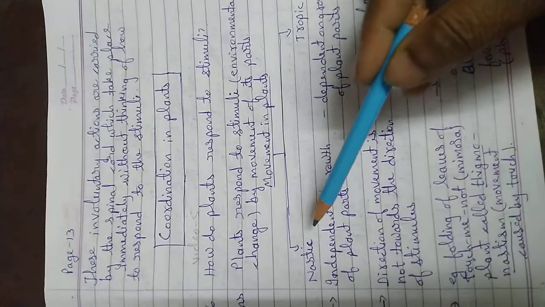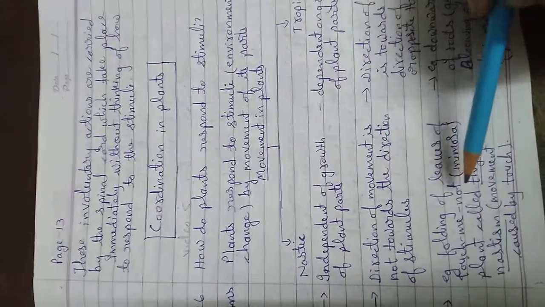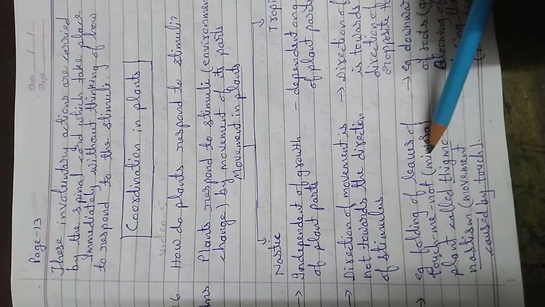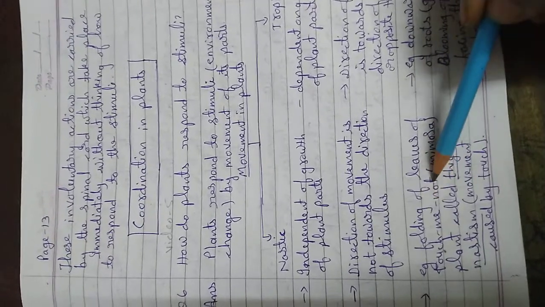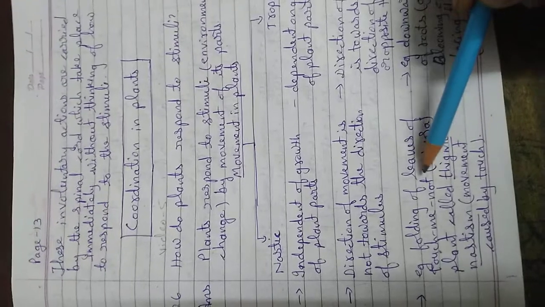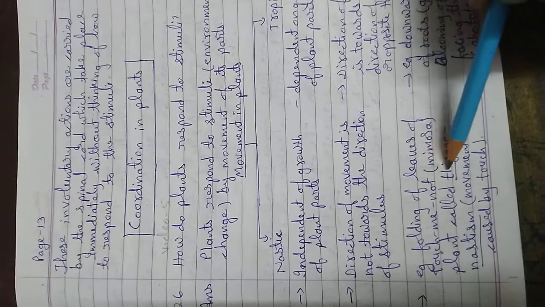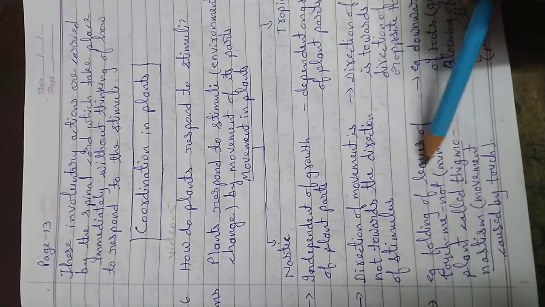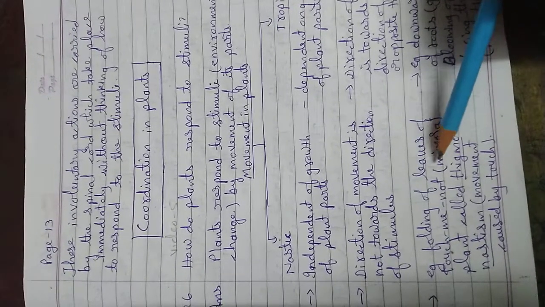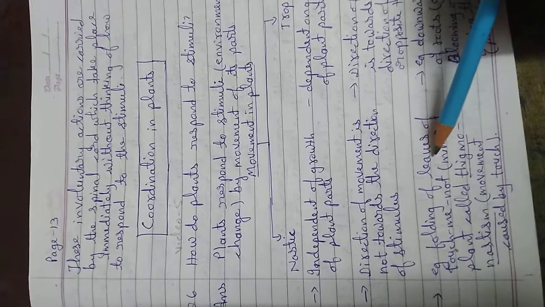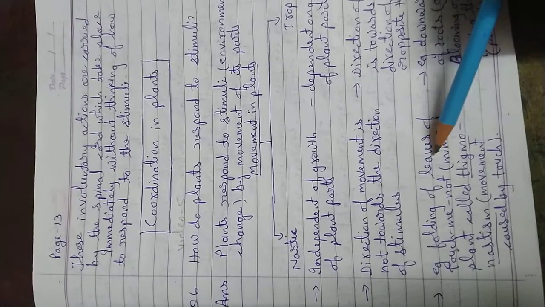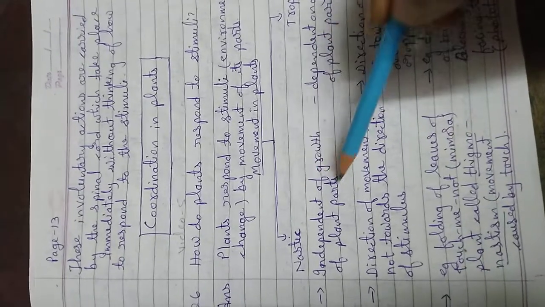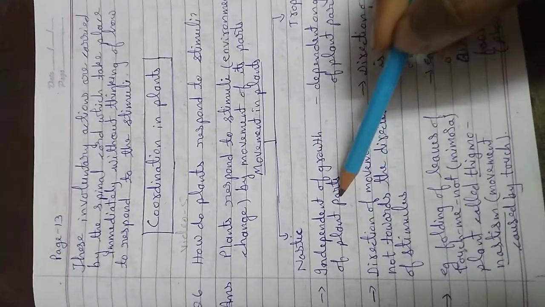Nastic movement. One of the examples of nastic movement is, suppose we touch the leaves of the touch-me-not plant, that is the mimosa plant, then the leaves fold inward. That means it is responding to the touch. Touch is the external stimulus. It is responding to the touch by movement of the leaves. But this movement doesn't involve any growth of the plant part. The leaves are not growing, they are only moving. So nastism is independent of the growth of the plant parts.